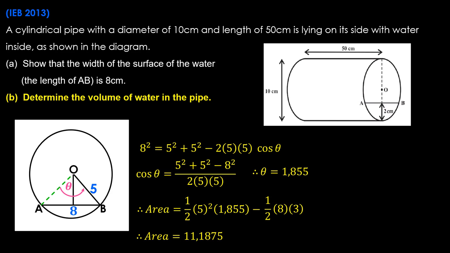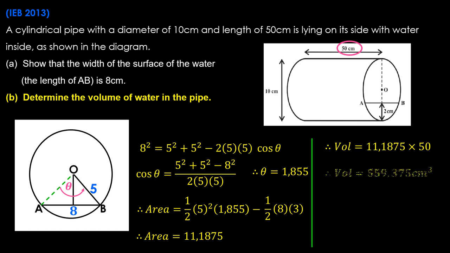Now we want the volume of the water in the pipe, so the only extra thing we need to realize is that the length of that pipe is 50 centimeters. So volume is just the area of the base times its length. So I get a volume of 559,375 centimeters cubed. And the IB paper from 2019 has a similar question but slightly more difficult, so it would be a good question to try at this time.